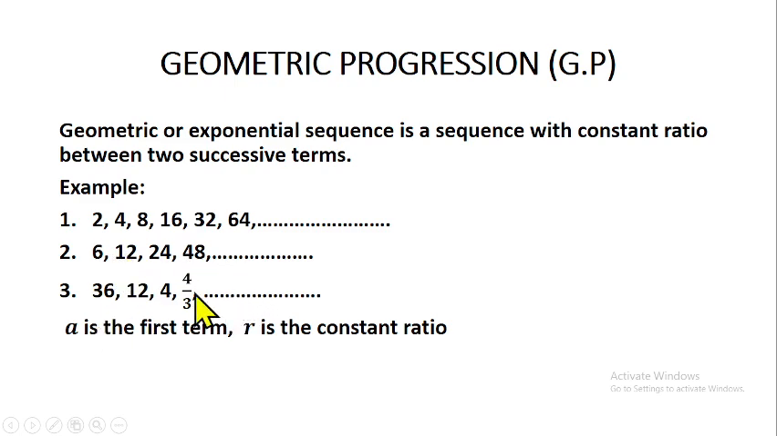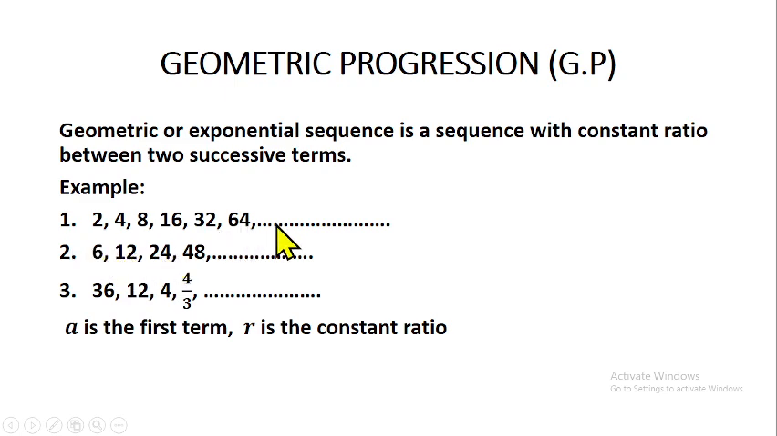Let's look at this as well. Does it belong to AP? No, it does not have a common difference, but it belongs to GP, geometric progression. 12 divided by 36 should give us 1 over 3. 4 divided by 12 gives us 1 over 3 as well. 4 over 3 divided by 4 gives us 1 over 3 as well. So the constant ratio there is 1 over 3. The constant ratio here is 2. The constant ratio here is also 2.